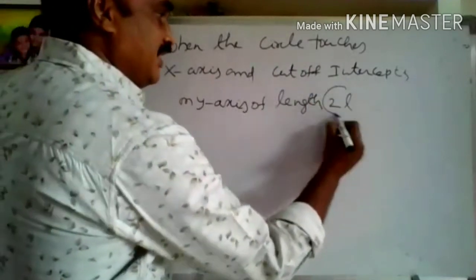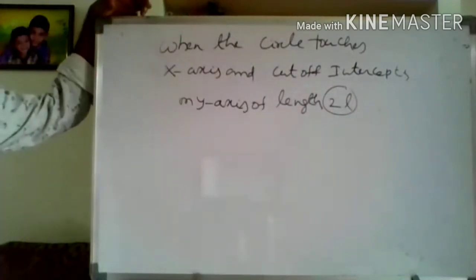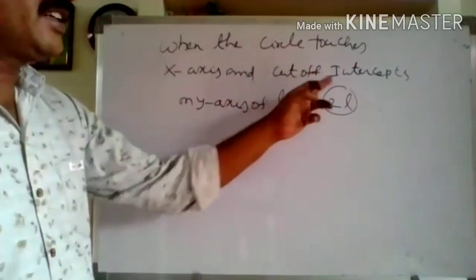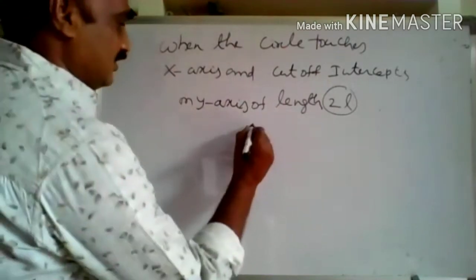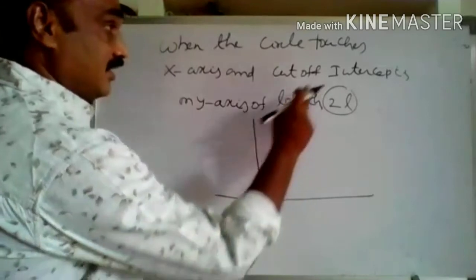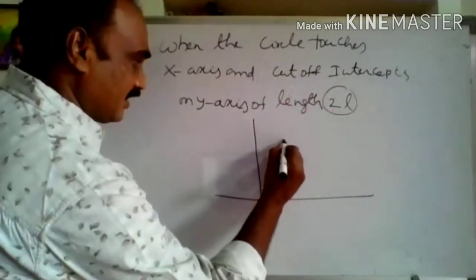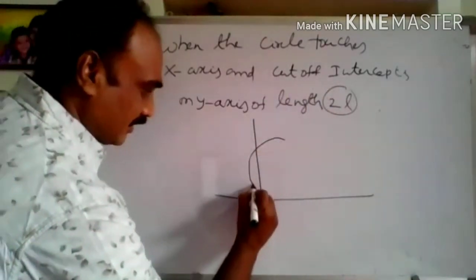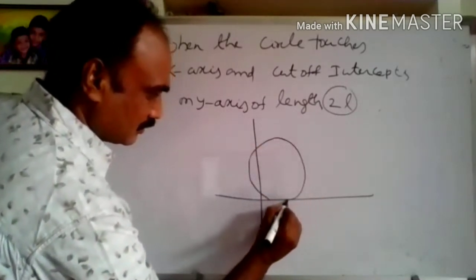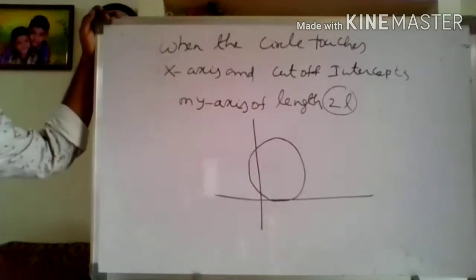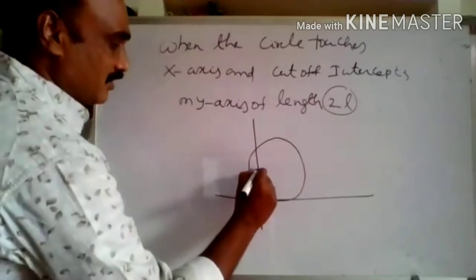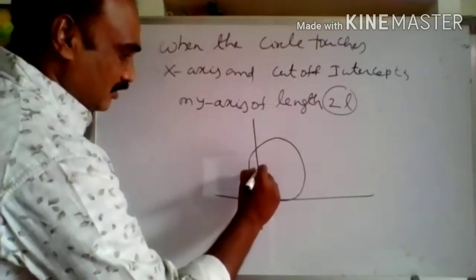Here the length of the y-intercept is equal to 2L. The length of the y-intercept is 2 root of (f square minus c), equal to 2L. The circle touches the x-axis and intersects the y-axis, so the total distance of the y-intercept is 2L.